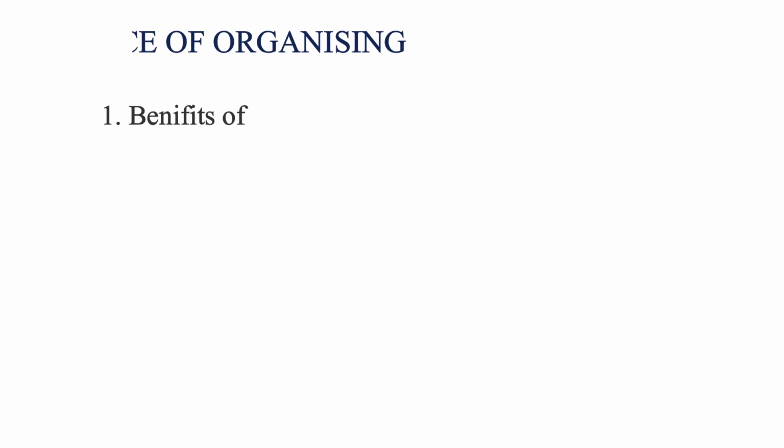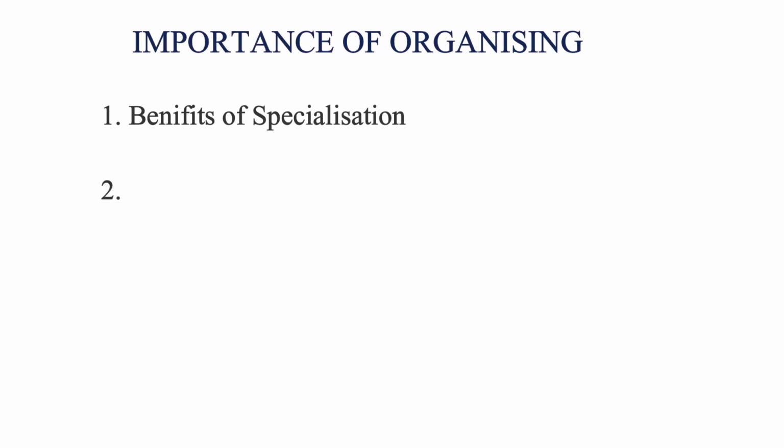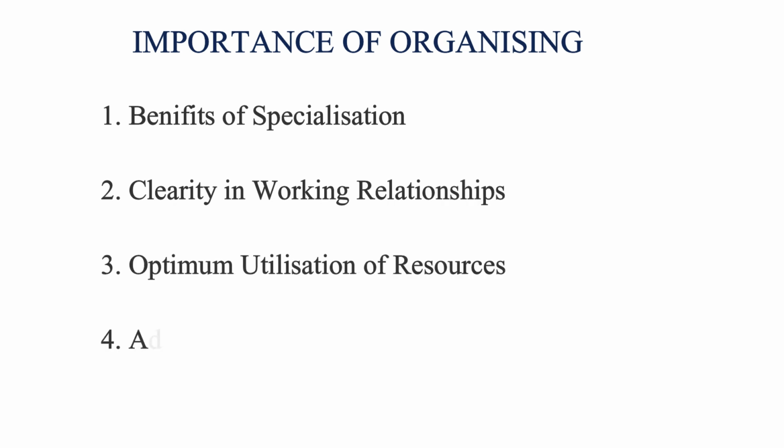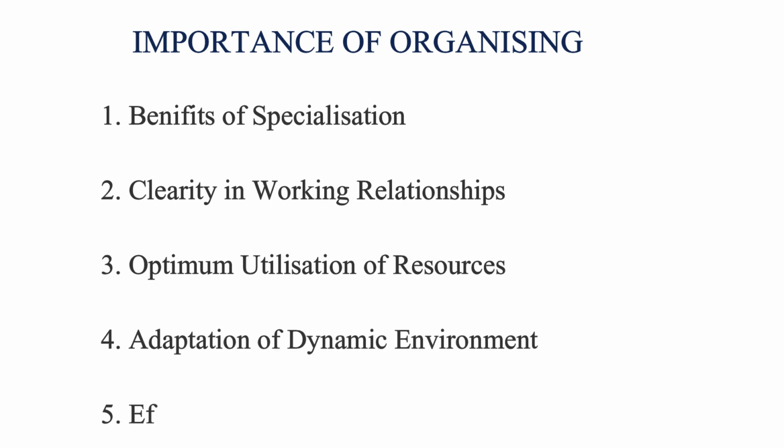Number 1 is what? Benefit of specialization. Number 2, clarity of work relationship. Number 3, utilization of resources. Number 4, dynamic environment adoption, or helpful in adapting to a dynamic environment. And number 5 is what? Proper administration. I have raised 5 points. In the book there are numerous points; you may read and try to understand. I have raised 5 points.